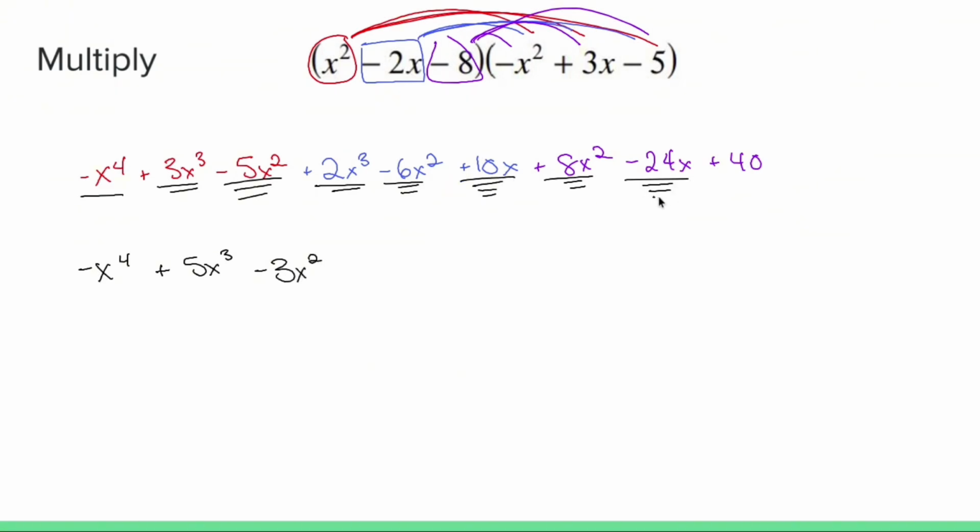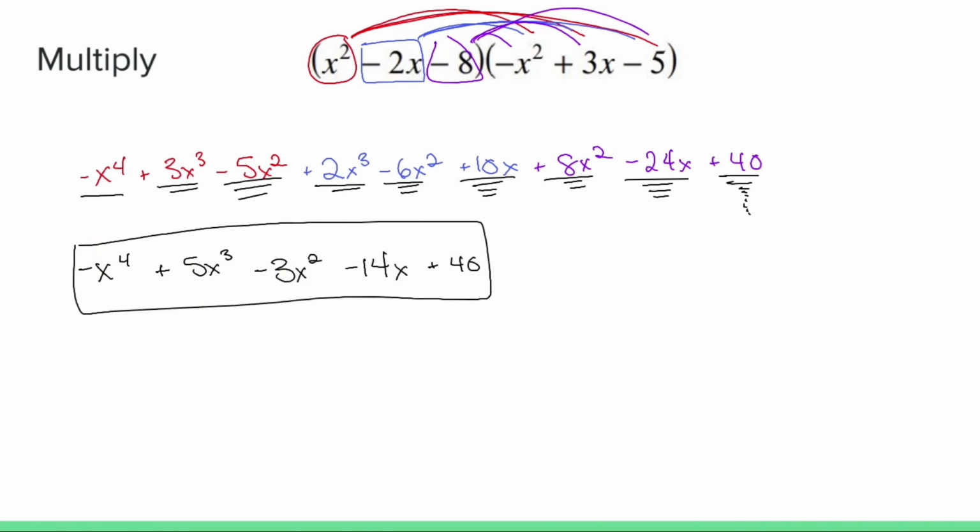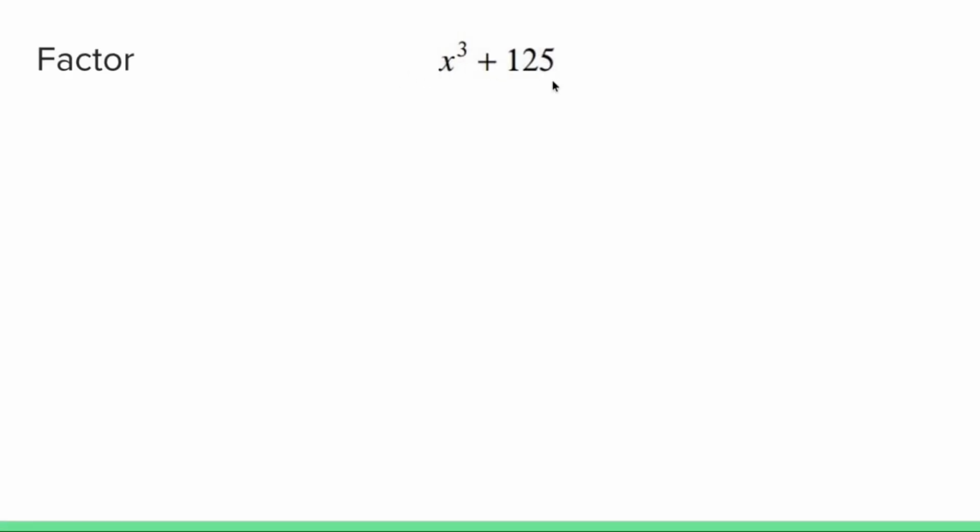10x is just like negative 24x, which is going to be 10 minus 24 is negative 14. Carry along the x. And 40 is all alone by itself. So let's add 40. And that is going to be that. Fun. X cubed plus 125. We have to factor that.